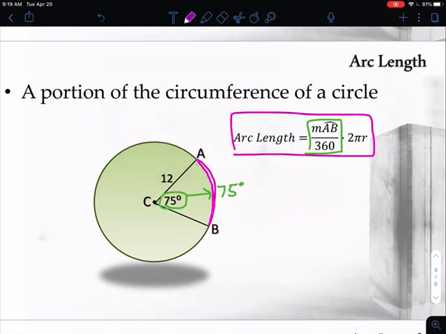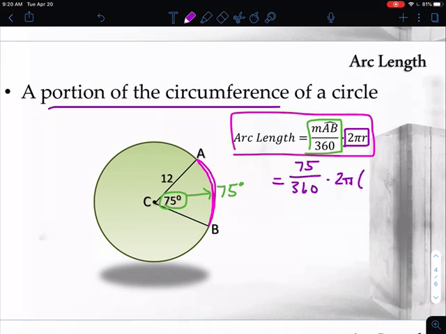As far as the second part of my formula, all I'm looking at is the circumference of the circle. I'm taking a portion of the circumference. That's exactly what this statement up here is talking about. So if I plug things in, if I want the arc length for this picture, my arc measure is 75 over 360 times 2 times pi, times my radius, which is 12. Then I can just plug this all in my calculator.